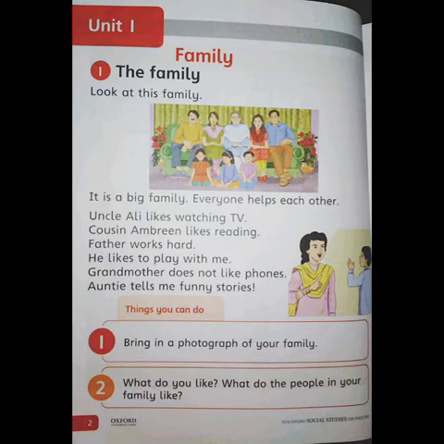All right, so this is the story of the whole family. It's a big family as you can see in the picture. Everybody helps each other, and they are very helpful for each other. And they have some likes and dislikes. So his uncle likes watching TV. His cousin Amreen likes reading books. And father works outside. He likes to play with his father as well. And his grandmother does not like phones. I mean, she doesn't like using phones. And auntie tells him funny stories. So these are the hobbies or interests of his family members.